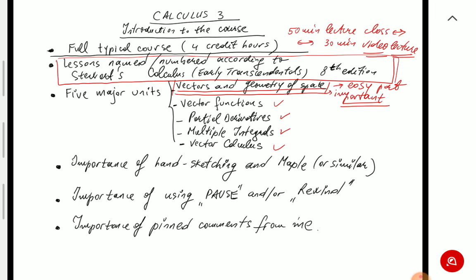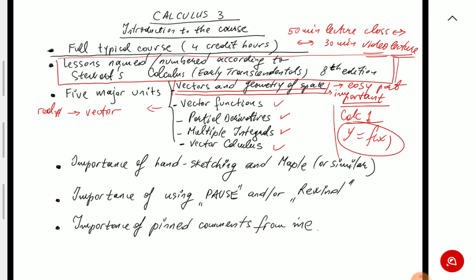Right, to make a remark here, in calculus 1 you have a single variable function, right? So you have a function that takes a real number and associates another real number. Specific to calculus 3, we have vector functions which take a real number and associate to it a vector. We'll define what that means starting with the second lecture.